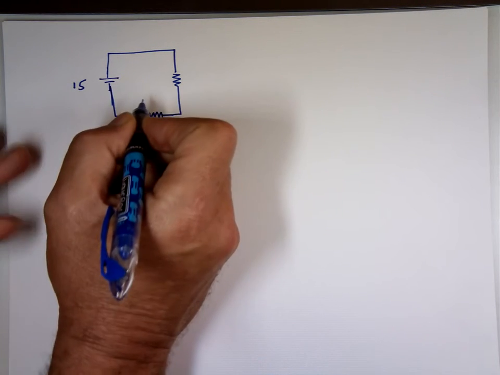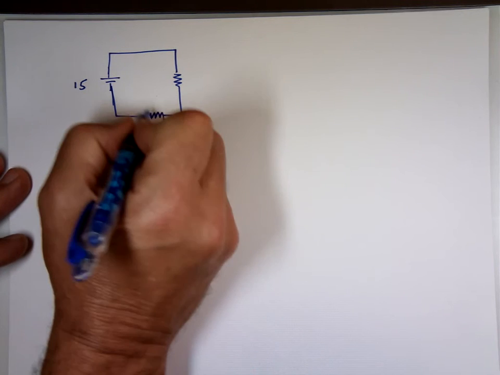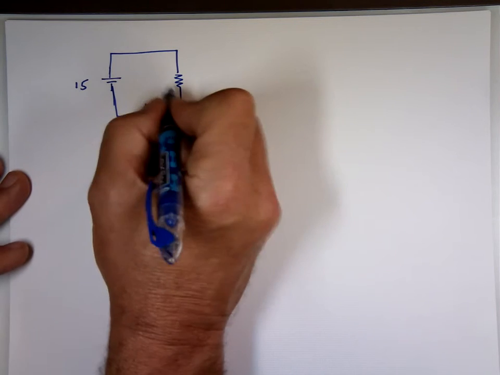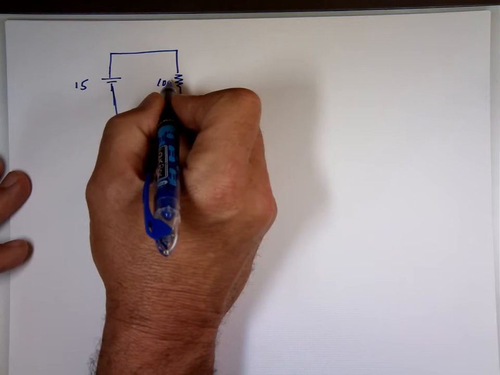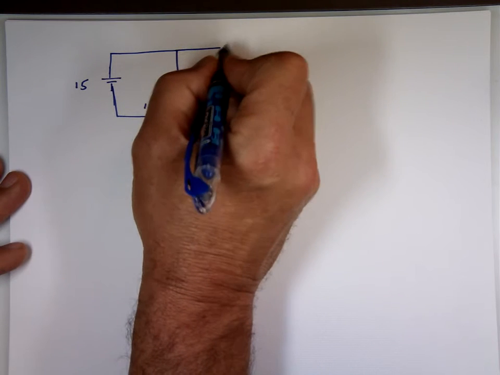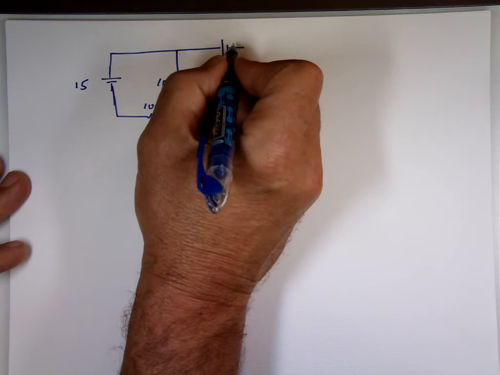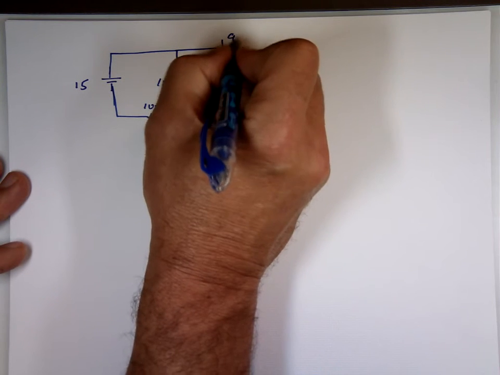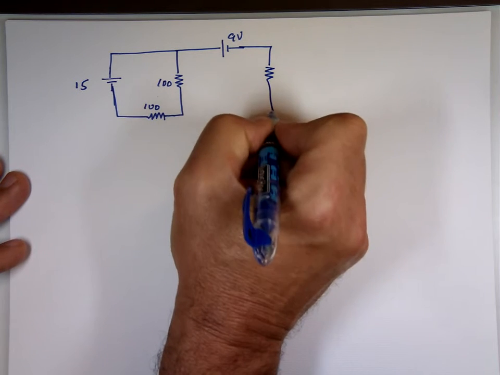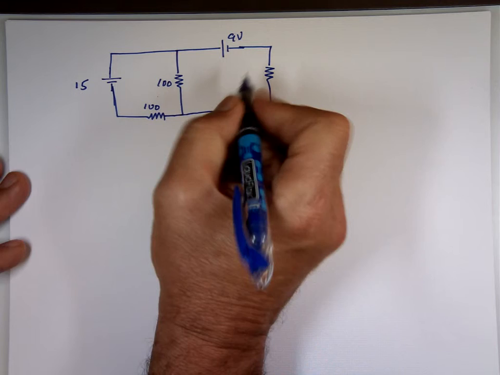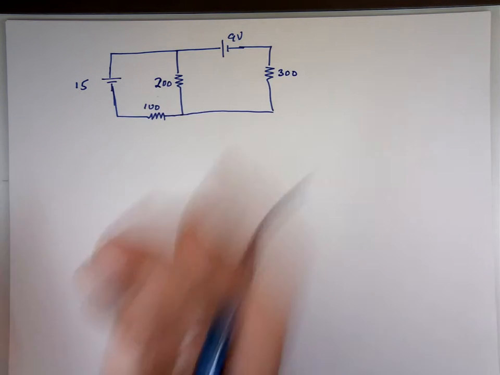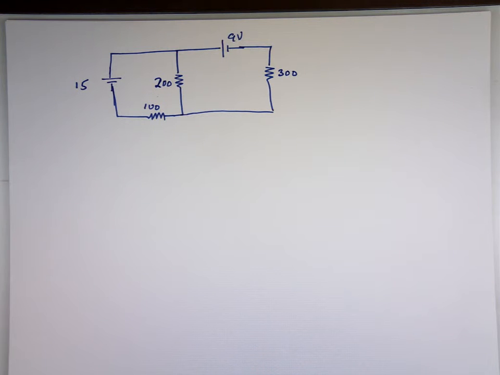And I have 100 ohm in the bottom. I got 100 ohm on the side here. I got another voltage source here, the plus here and the minus there, of 9 volts. I don't like the fact they're all 100. Let me change them because I want you to know which one I'm talking about. Let's make this 200 and let's make that 300, so you'll know when I say the voltage across the 100 ohm, which one I'm talking about.